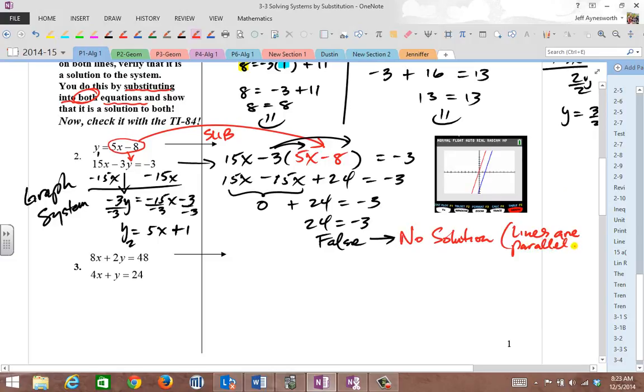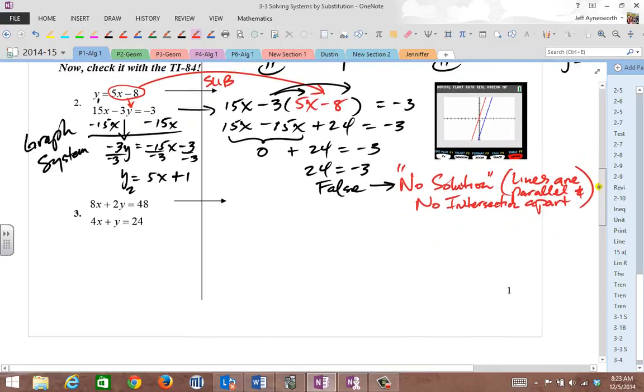You can say offset, or you can say apart. There's no intersection point. You can just see they don't intersect, so we respond no solution here. When you solve a system by substitution and you end up with something weird like 24 equals -3, which is false, that indicates that the lines are parallel and apart, and you respond by saying no solution.